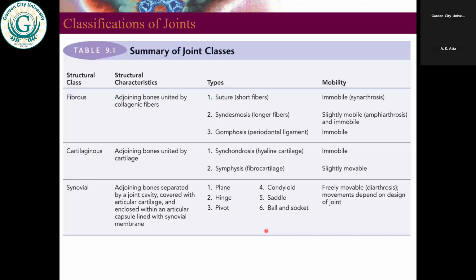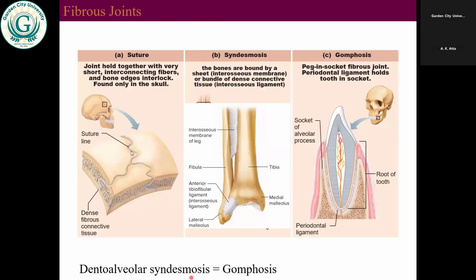Okay. So these are examples of fibrous joints. Among fibrous joints, we have suture, syndesmosis, and gomphosis. So here, this is a suture. Let's say this is a parietal bone and this is the occipital bone. So they are connected by what? A suture. If you want to classify a suture by function, it's an immovable joint. If we want to classify it by structure, then it's a fibrous joint.